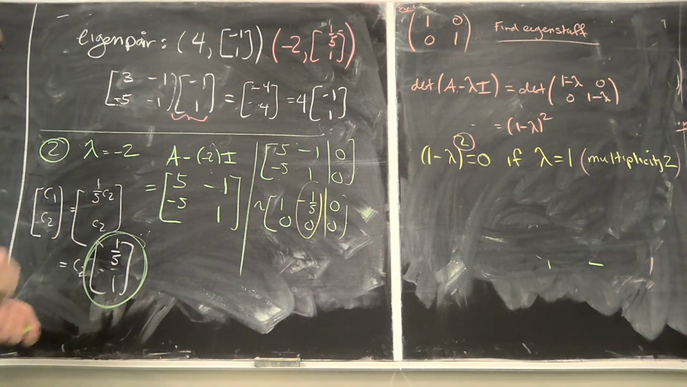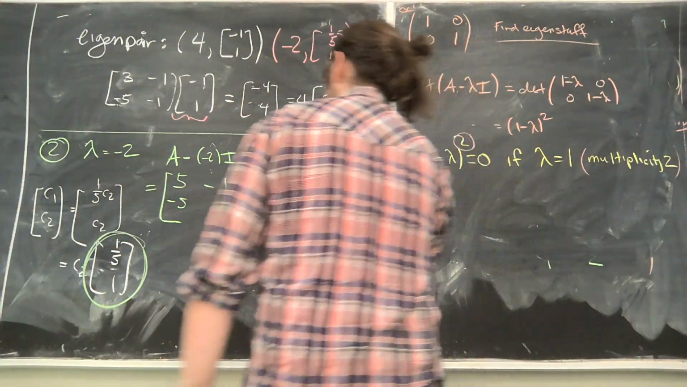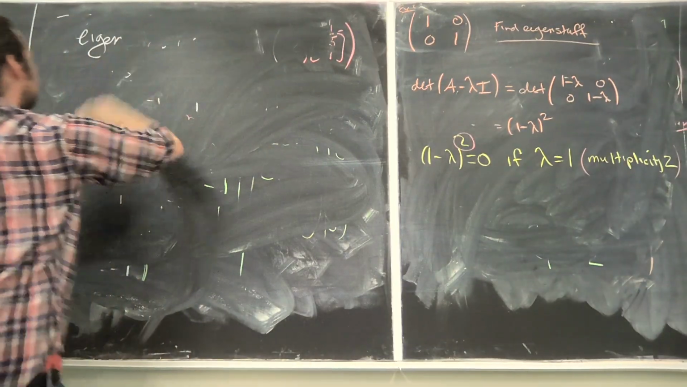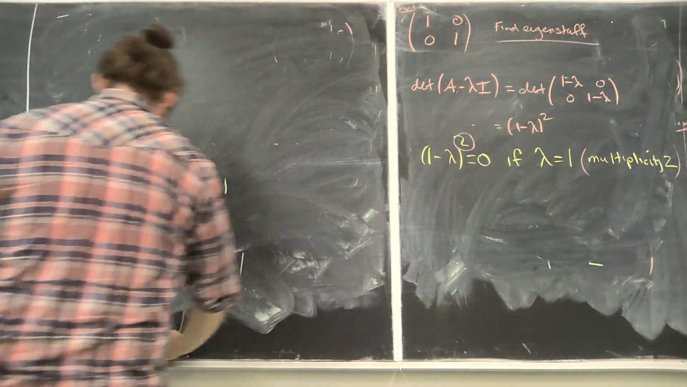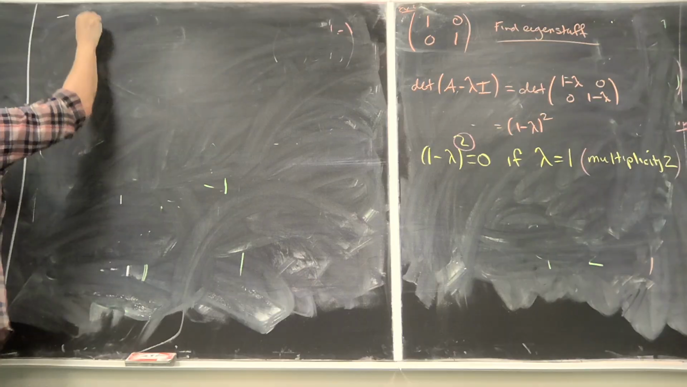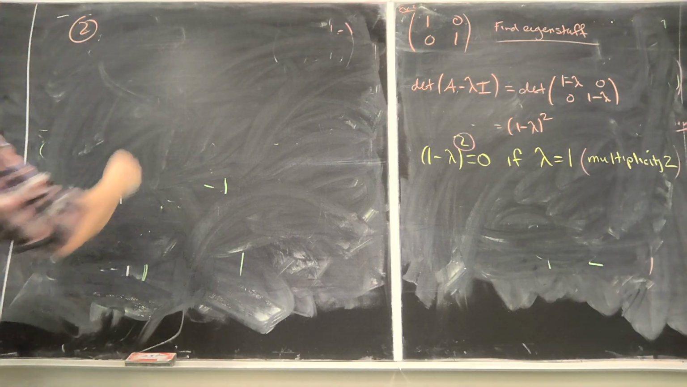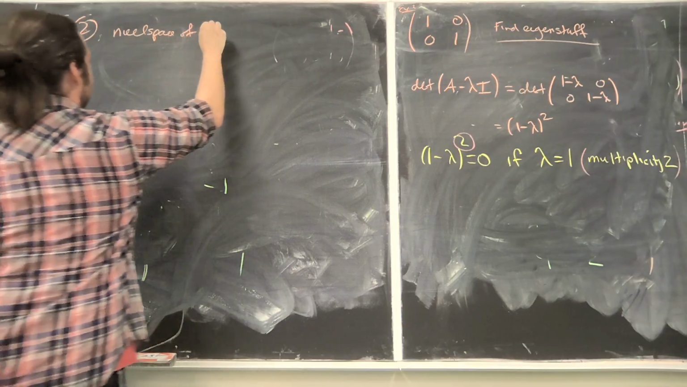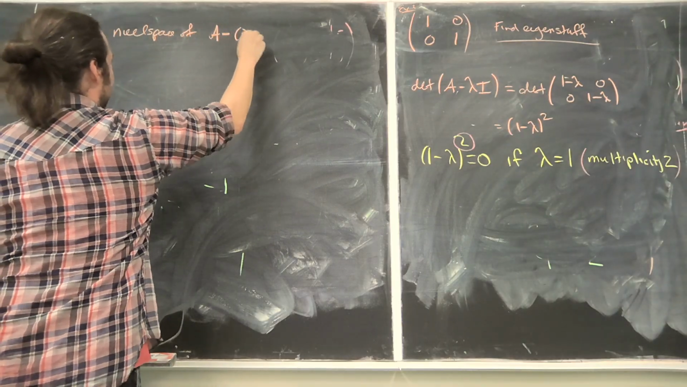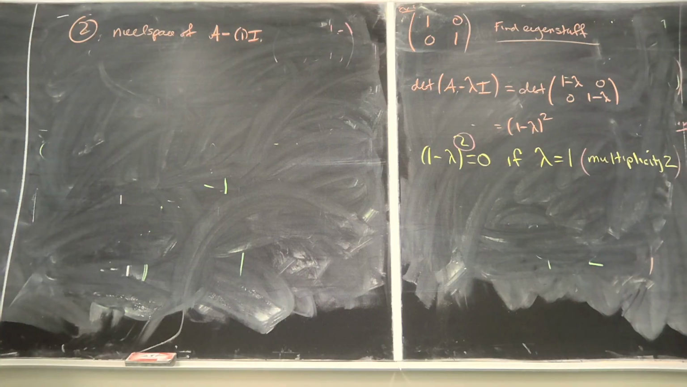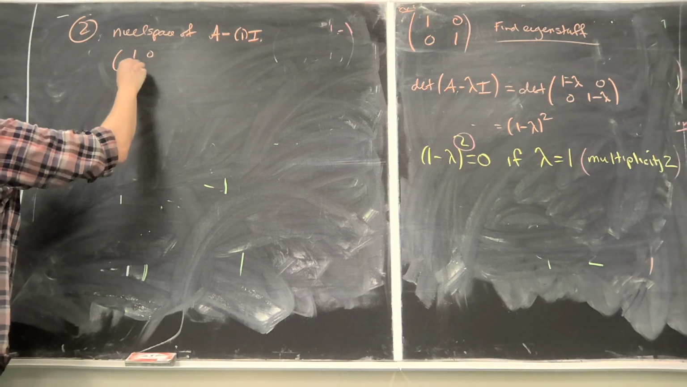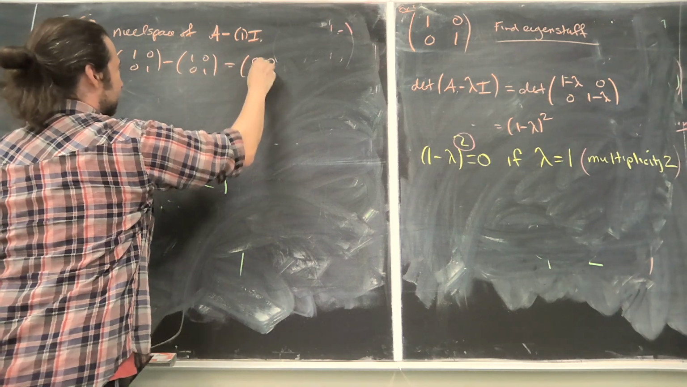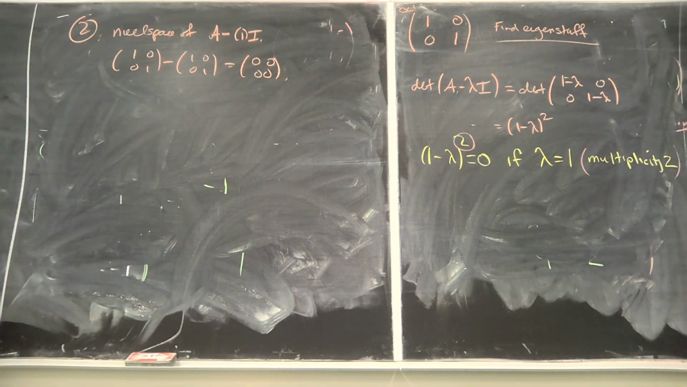If I want to find the associated eigenvectors for this, this is a sort of amusingly terrible calculation here, because it's really easy and stupid. Okay, what does step 2 say I'm supposed to do? I'm supposed to actually calculate the null space of A minus 1I, which is 1, 0, 0, 1 minus 1, 0, 0, 1, which is 0, 0, 0, 0. So I'm going to calculate the null space of the 0 matrix.